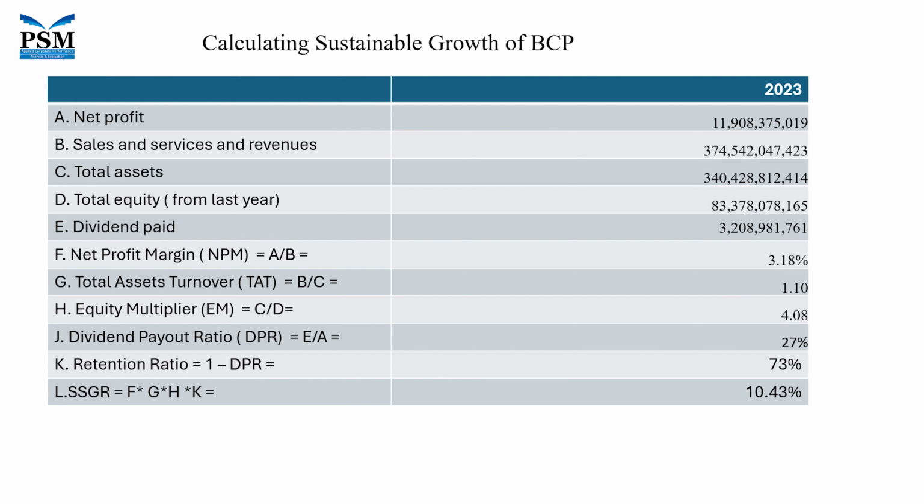We multiply these ratios using the formula SSGR equals retention ratio multiplied by the net profit margin, 3.18%, multiplied by the turnover, 1.1, multiplied by the equity multiplier, 4.08. We get 10.43%. Meaning, depending on the product market condition, depending on the internally available financial resources of the company and its operational efficiency, the company can grow in the long term 10.43%. Now, is that high or low? We have to compute the actual sales growth rate and compare them.